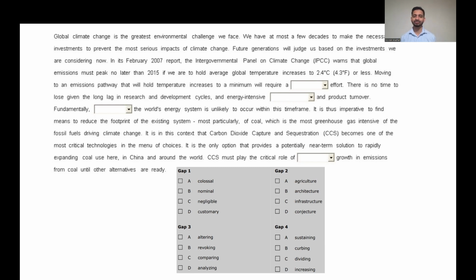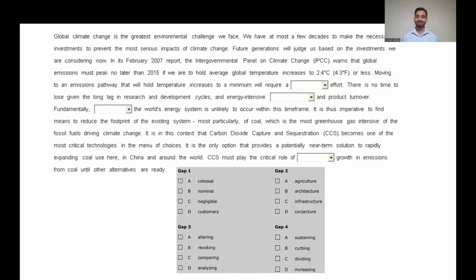Fundamentally, the world's energy system is unlikely to occur within its time frame. Fundamentally altering, we want to alter, don't we? The world's energy system to stop this destruction, isn't it? So we want to alter this. Fundamentally altering the world's energy system is unlikely to occur within this time frame. We've got a time frame here, right? 2015, all of that. But it will not be possible to do that in that time frame.